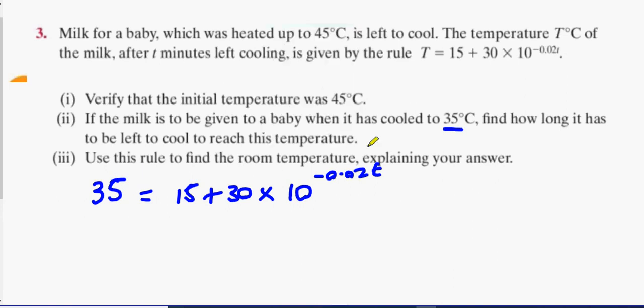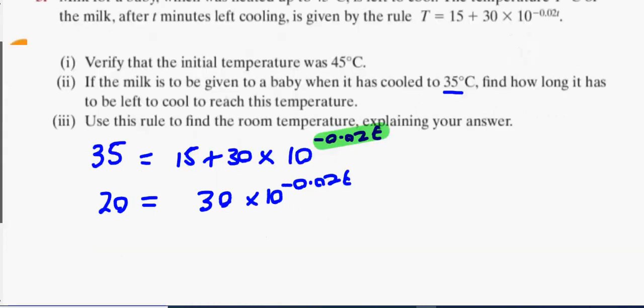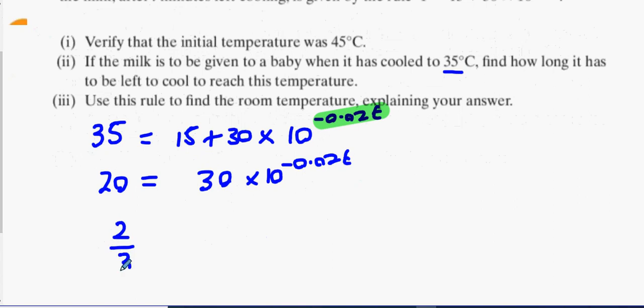My job is to get this value on its own. Step 1, bring the 15 over the other side and take it away, and you get 20. Now you have 30 multiplied by 10 to the minus 0.02 t. Get that 30 and bring it down. So you have 20 divided by 30, and 20 divided by 30 is 2/3.